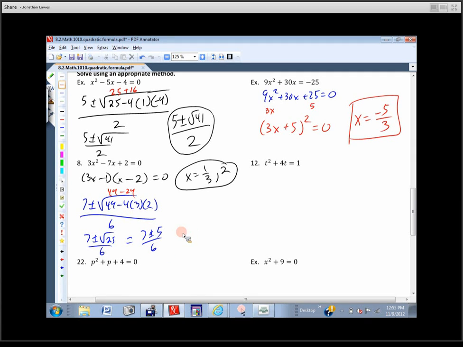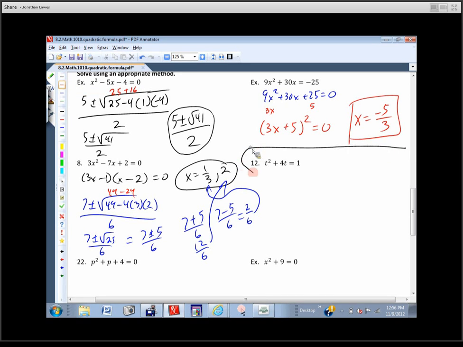So again, this is the cool part. You do need to practice writing these as separate pieces because this one's going to be 7 plus 5 over 6 and 7 minus 5 over 6. This is 12 over 6, which is 2. And this is 2 over 6, which is 1/3. Correct answer, just got a different way. Any questions? Good? Sure? Okay, let's take a look at the next one.